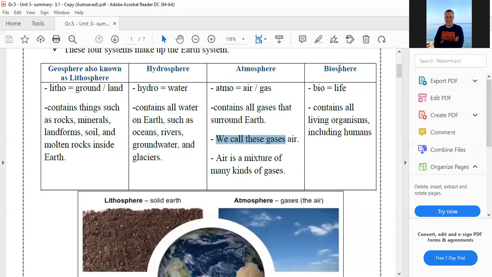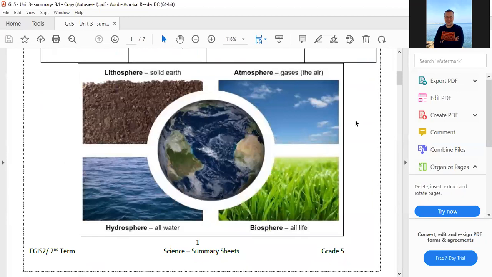Then the last one is called biosphere. The term bio means life. So it has something to do with all the living organisms. Biosphere contains all the living things, including humans. These are the 4 systems that make up our Earth system.